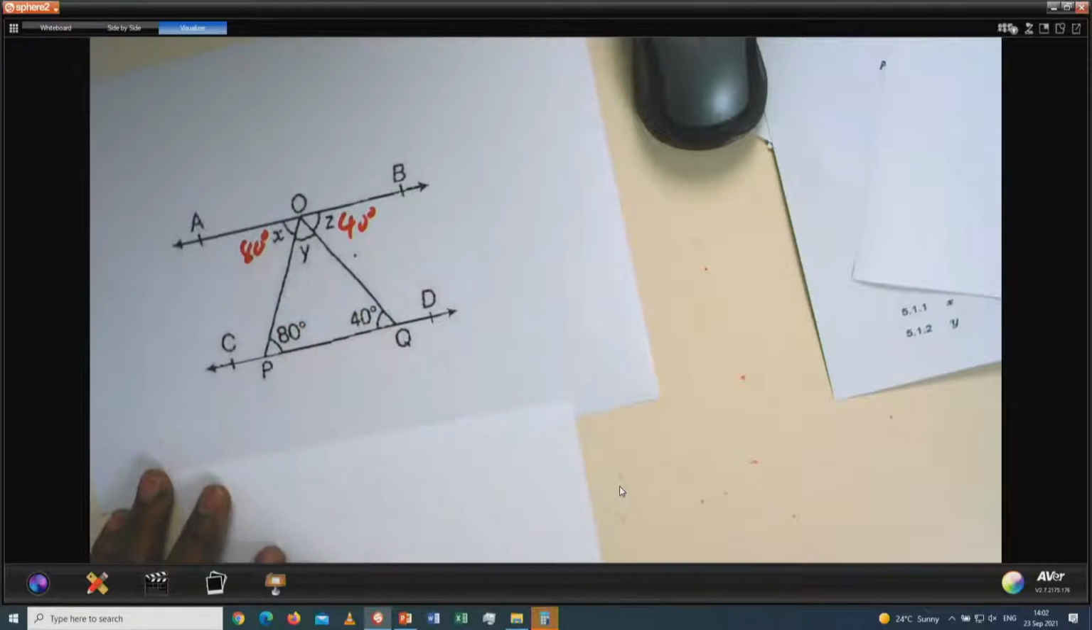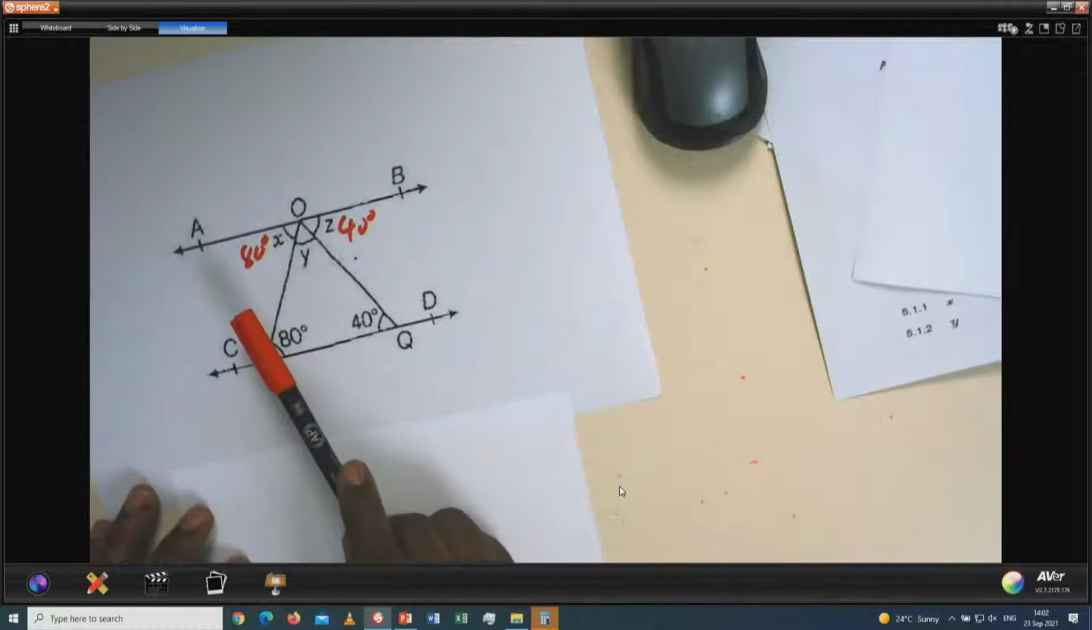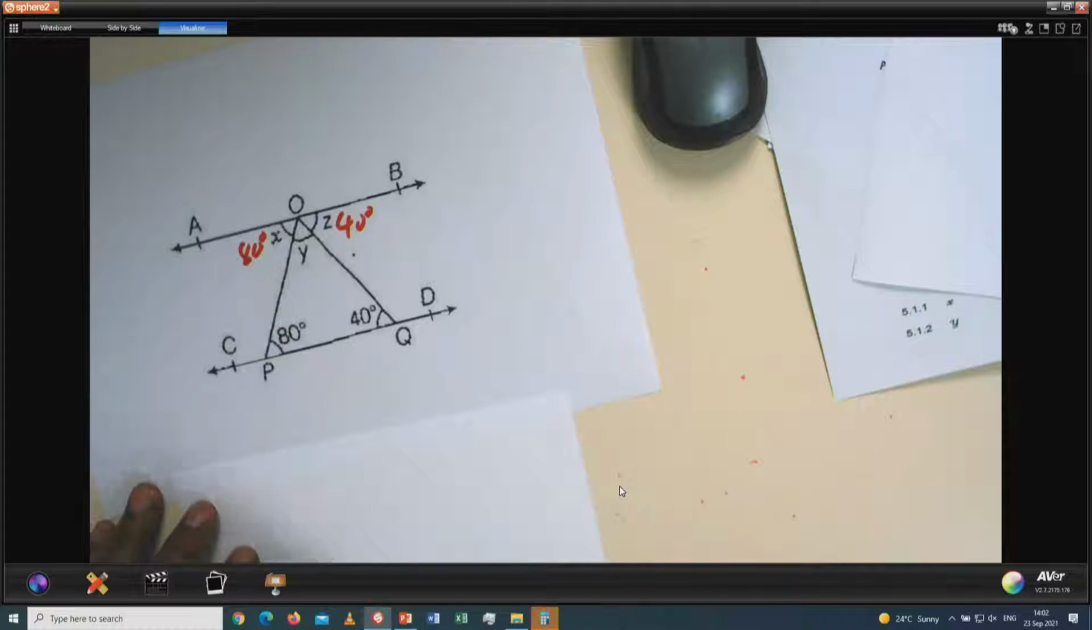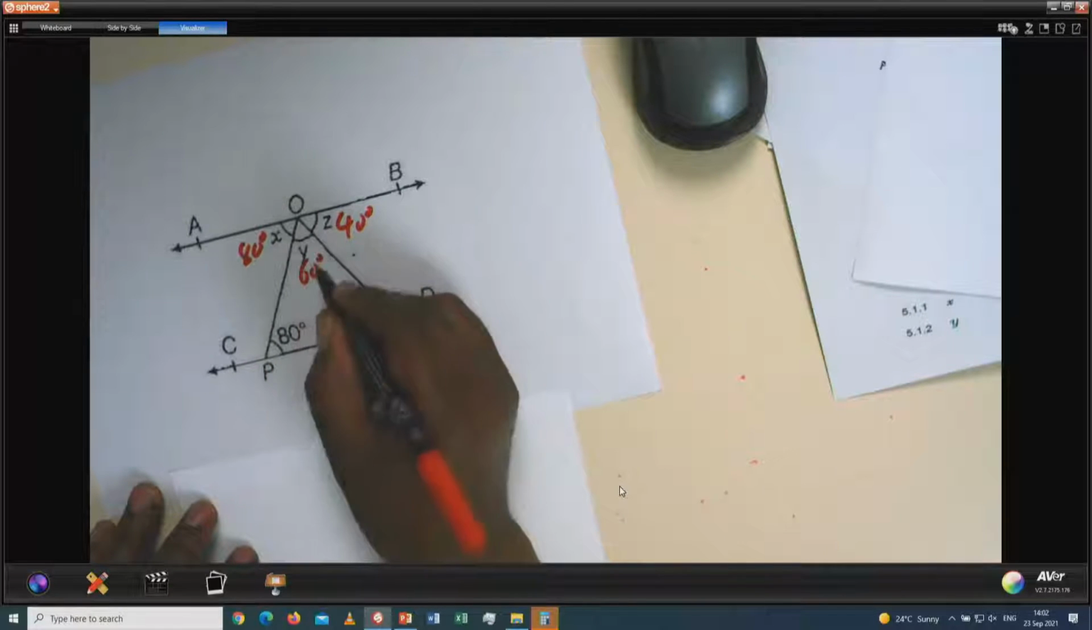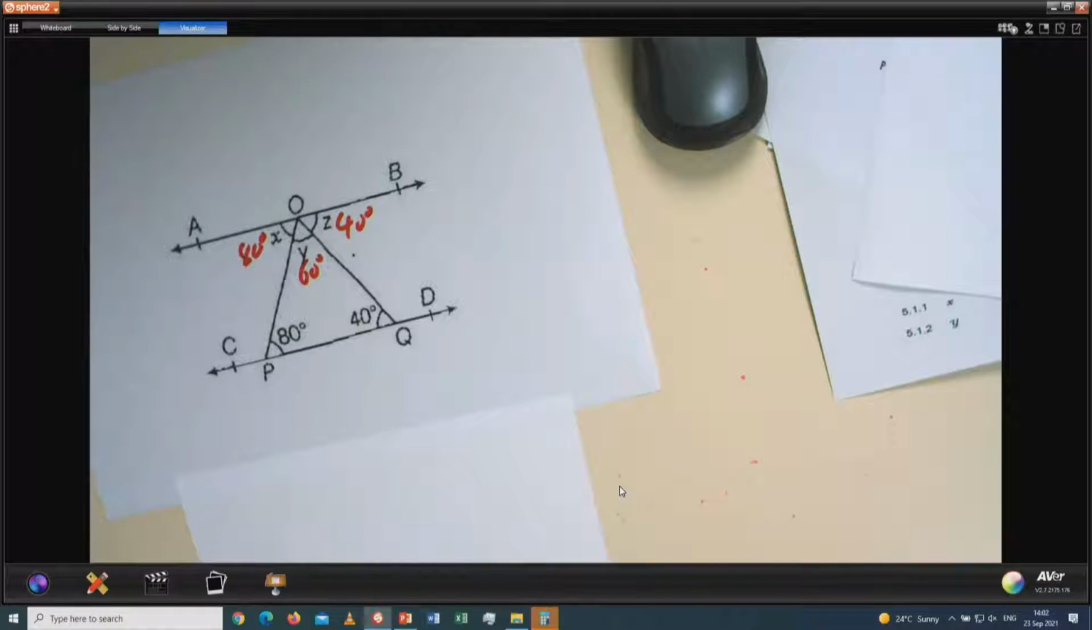Angles on a straight line or sum of angles of a triangle. Therefore, 80 plus 40 is 120. This one will be 60 degrees. It doesn't matter. All the time, look at the relationship. How can you break this one? How can you take it from that one? You know, that kind of thing.